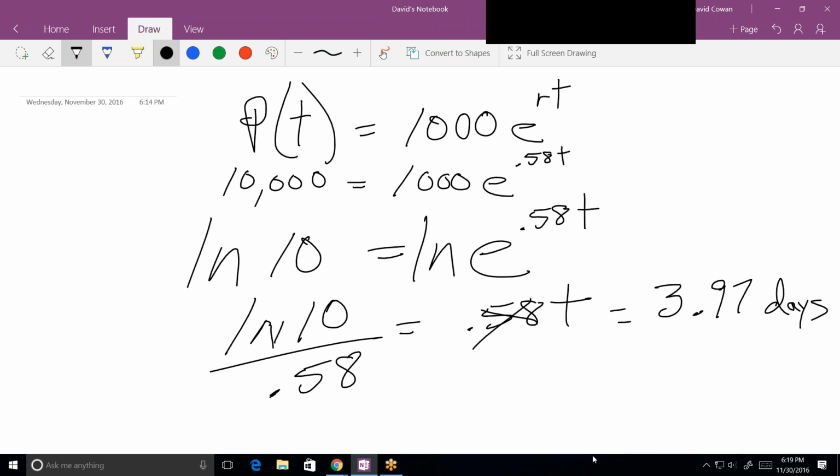In other words, that's a pretty good growth rate. 0.58 means 2 mosquitoes become 3 mosquitoes every day. In other words, in 4 days you go from 1,000 to 10,000. Now you know why scientists are afraid of the Zika virus, because this is the kind of growth rate mosquitoes have.